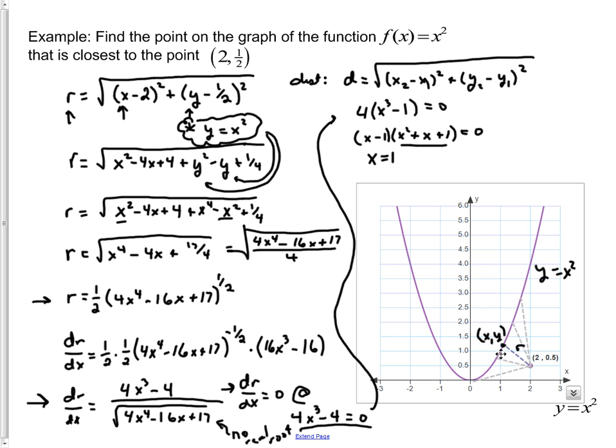And now when we look at this graph, it kind of makes sense. Right here at the point where we have x equals 1, it looks like we probably will have the closest point of approach for the graph y equals x squared. So we can say that the minimum distance occurs at the point where x equals 1, and if y equals x squared, y equals 1, to the point 2, 1/2.